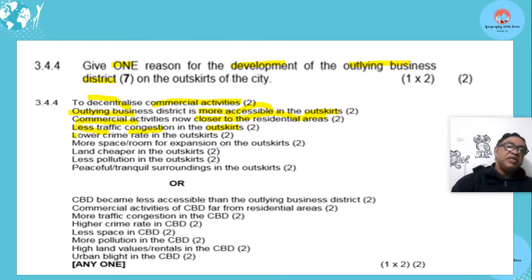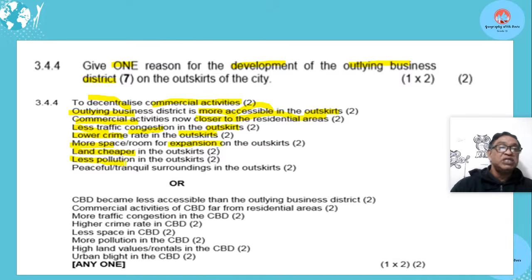I know this can be debated, but lower crime rate on the outskirts, therefore they move there. More space and room for expansion on the outskirts, as seen on the diagram. You can expand horizontally also. You understand? Make yourself bigger. In the CBD, you're limited in terms of your building, and it's expensive to expand, besides the space being limited. Land is cheaper, you save a lot of money, you can build more.